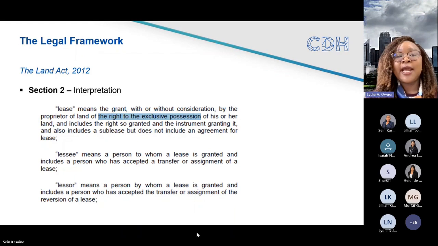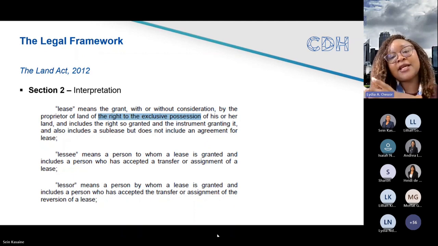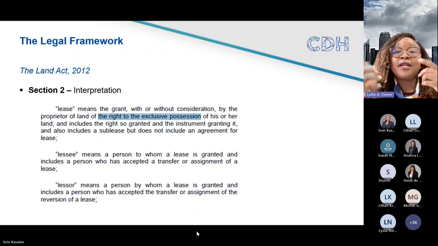So I need to highlight that this is the main differentiator between a lease and a license, because ideally a license cannot grant you exclusive possession. Even just as the name suggests, a license should not grant you exclusive possession.